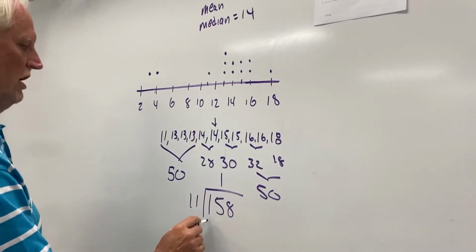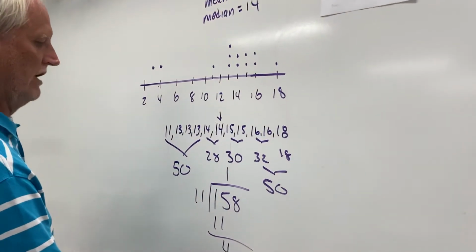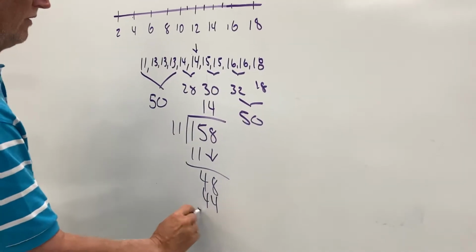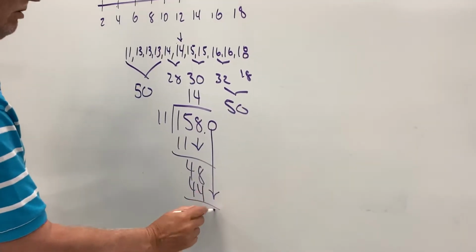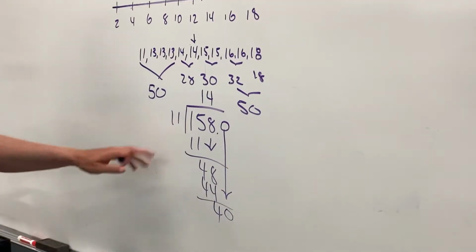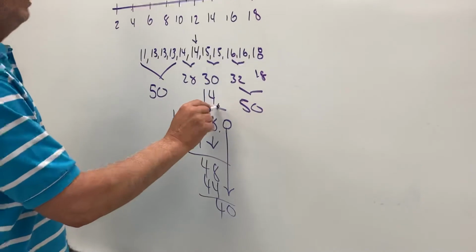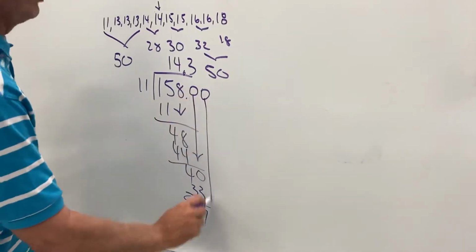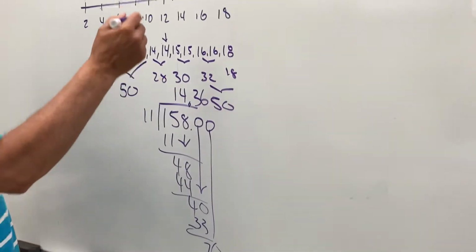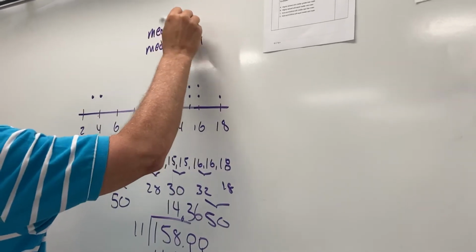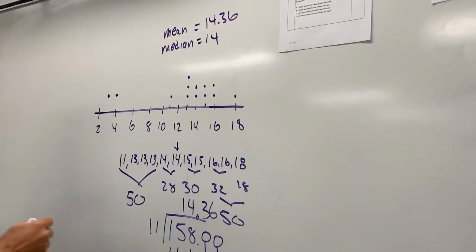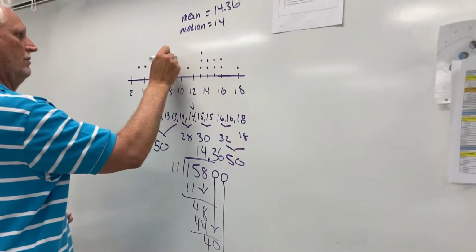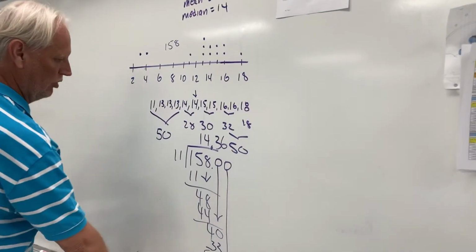So that goes in one time, which is 11. Subtract, you get 48. 11 goes in there 4 times, which is 44. Annex 0, bring it down. 11 goes into 40 3 times, which is 33. Then I'm going to do one more 0 and make that a 6. So my mean is 14.36. So then I'm done with that. I'm just going to write down my mean here, which, when I added all those up, I ended up with 158.